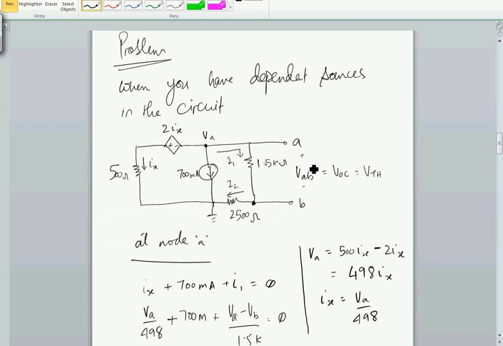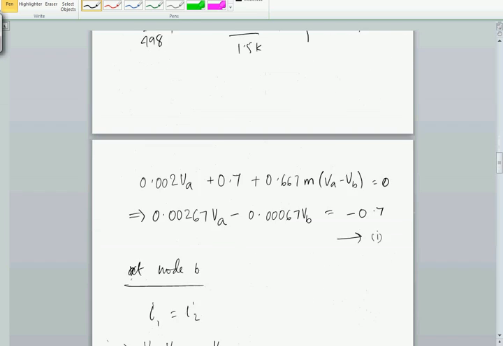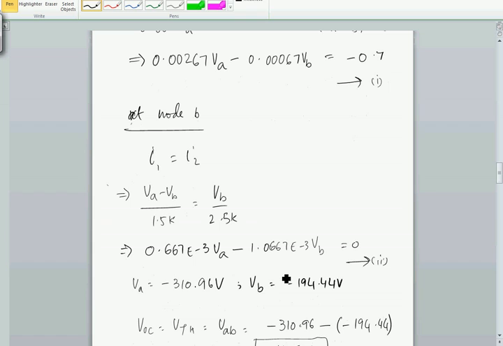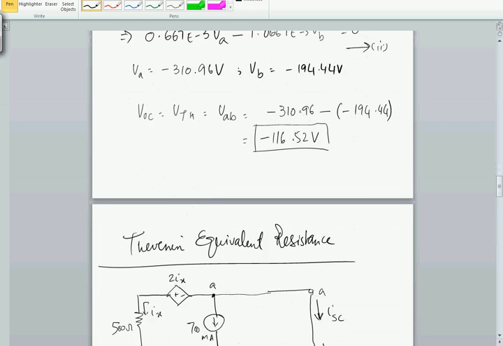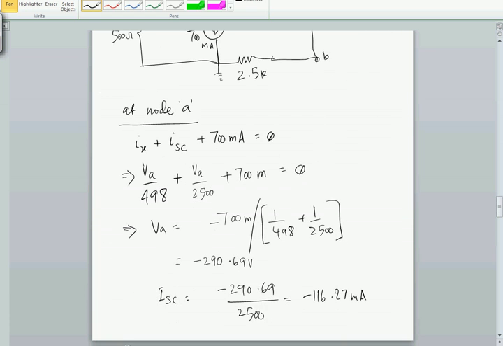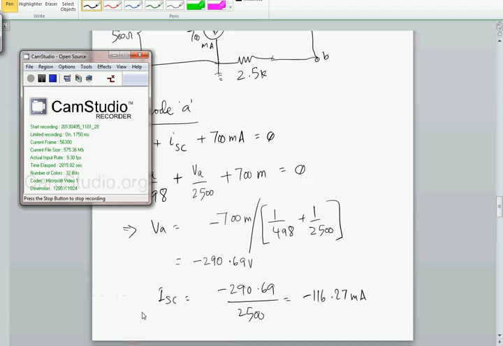All you have to do is to find out the open circuit voltage first, then short circuit the terminals and find out the short circuit current, and take the ratio of both. That's going to give you your Thevenin resistance, and the open circuit voltage of course is V Thevenin. Okay, that's about it for Thevenin equivalent circuit.